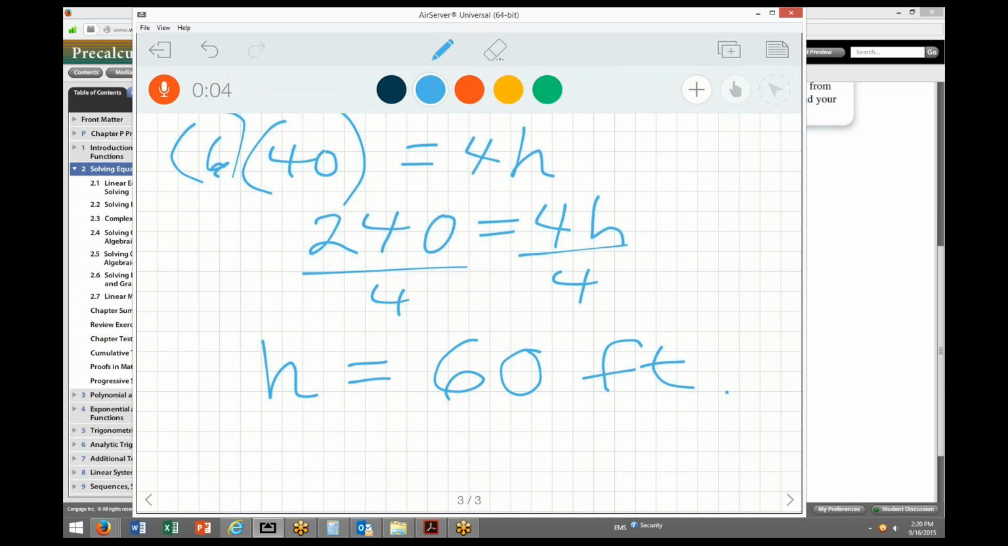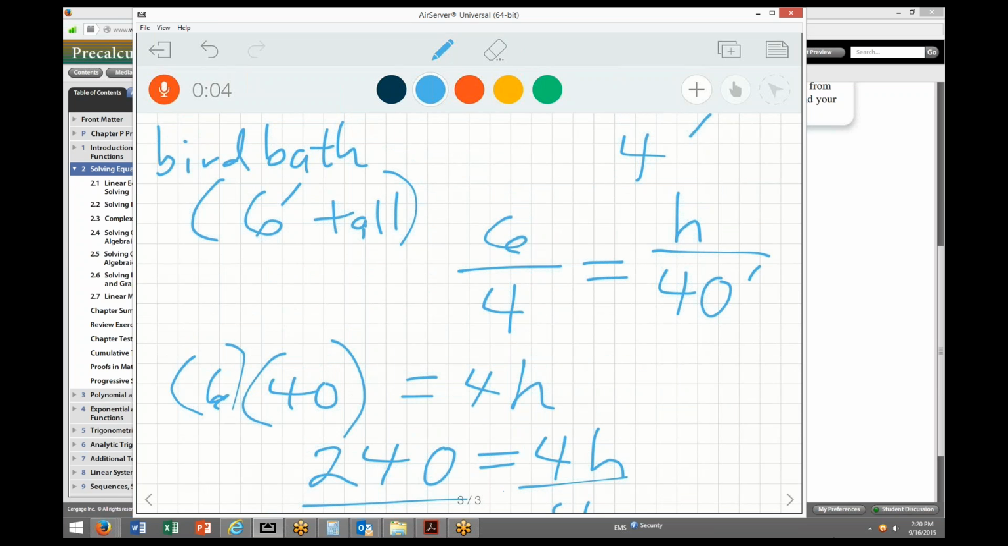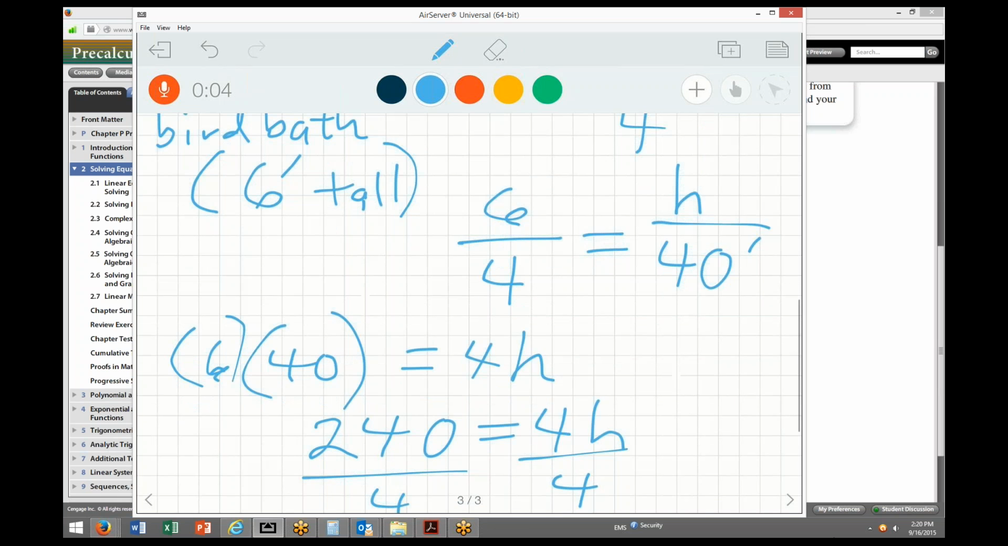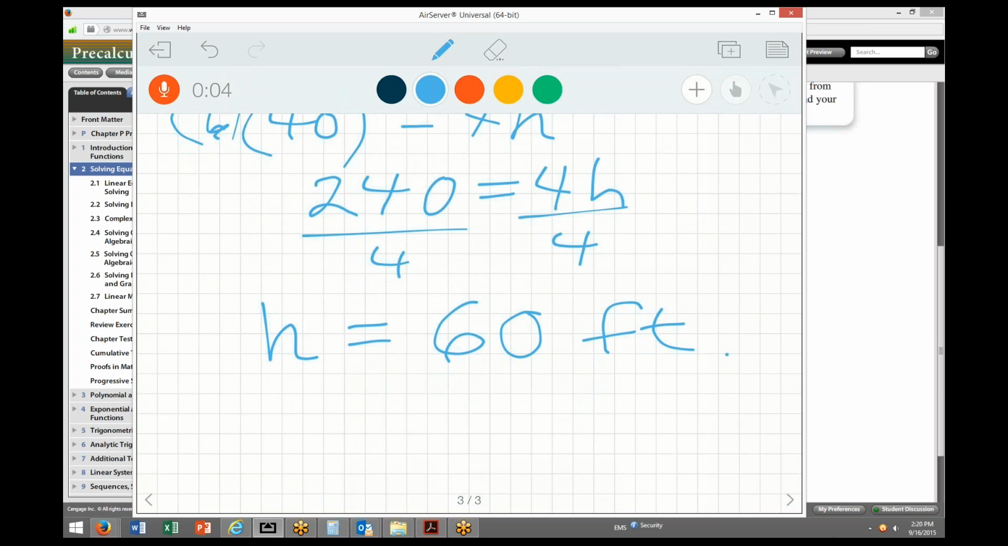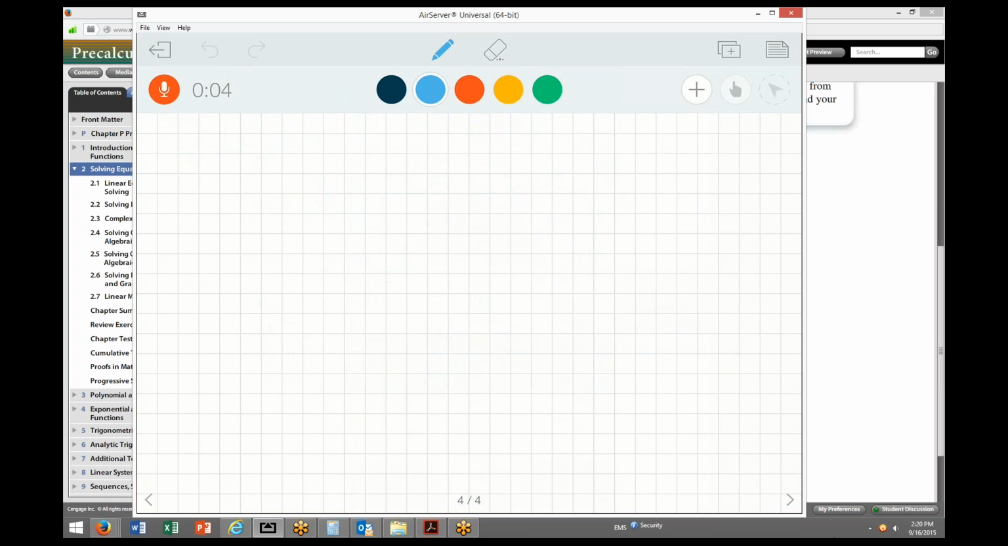So that's one type of problem we can do that involves a linear equation. We set up this equation that 6 over 4 equals H over 40, and solve for the variable H. So that's an example of the skills of this section in the text, section 2.1.